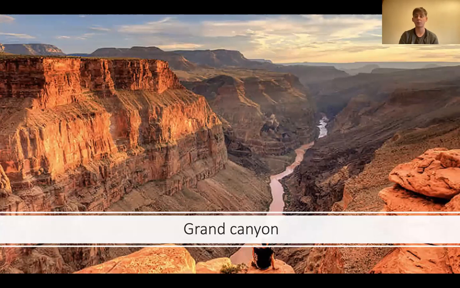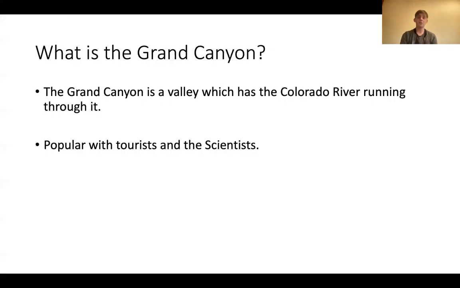So to start off with the Grand Canyon, hopefully you all remember this picture from our lessons about the water cycle. So you'll be a dab hand at the Grand Canyon. So what is the Grand Canyon? Well, the Grand Canyon is a valley which has the Colorado River running through it. We know it's a valley because it has water running through it, and we know how it was formed, but we'll get onto that in a second.